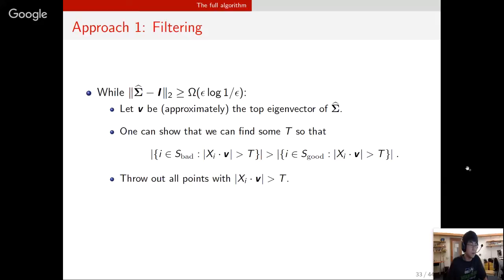Okay, so because we throw out strictly more bad points than good points, this loop cannot go on forever and cannot throw out too many good points. And so when the loop terminates, let me just return mu hat, which is the empirical mean of the remaining points. And because we've exited this loop, this means that the spectral norm of sigma hat minus identity is small. So by our proposition, the empirical mean is close to the truth.